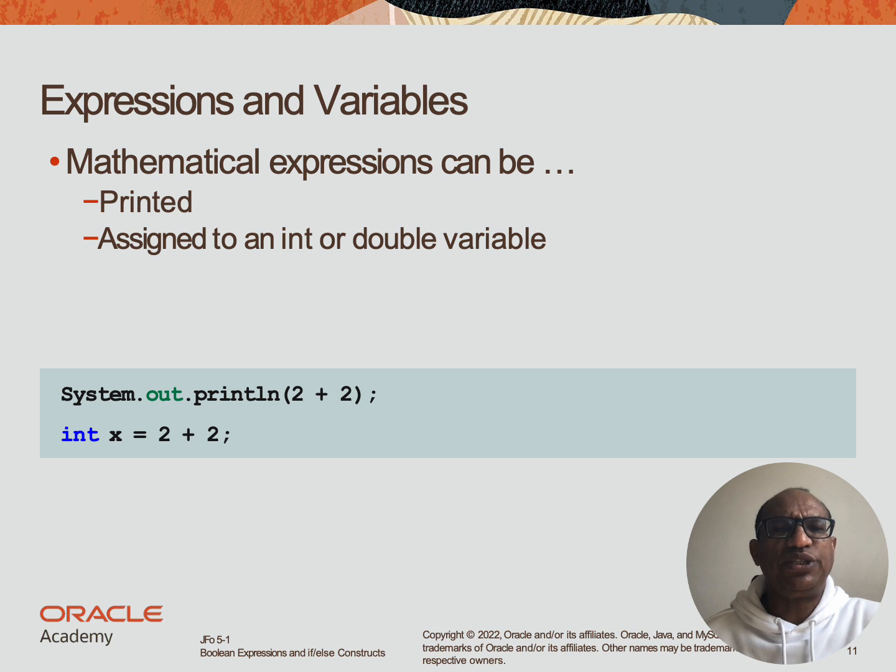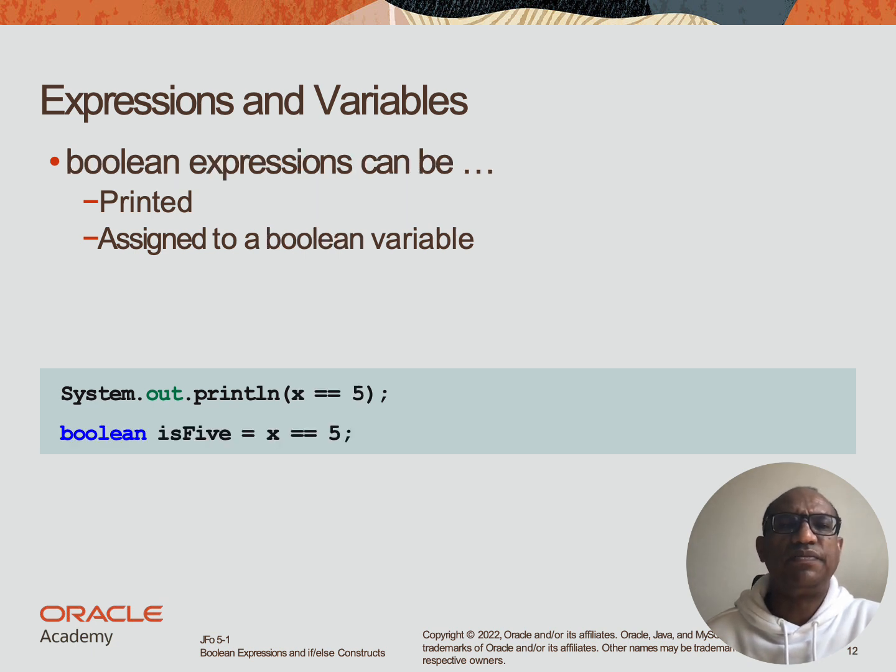Just like math expressions, Boolean expressions can be printed or assigned to variables. The result is either true or false. Here we see a Boolean expression being printed and also stored in a variable. Use the equal sign, a single equal, to make an assignment and use the double equal sign to make a comparison and return a Boolean.